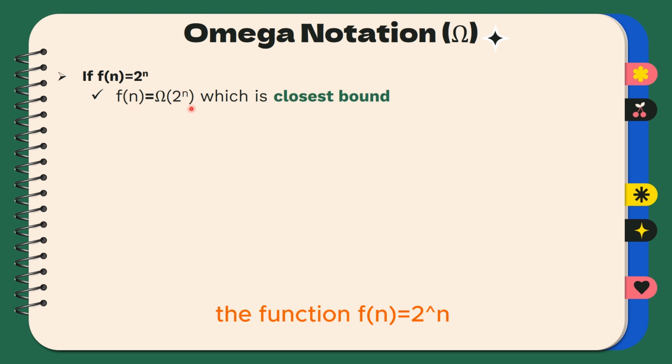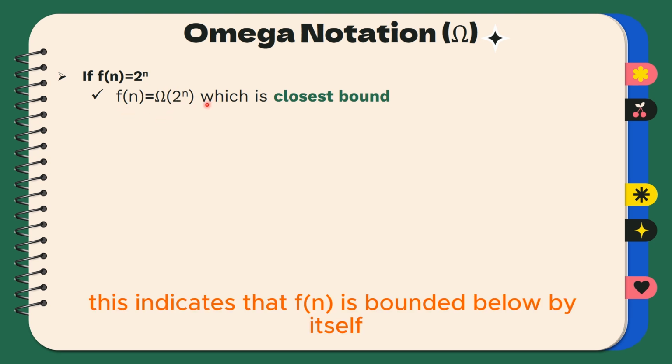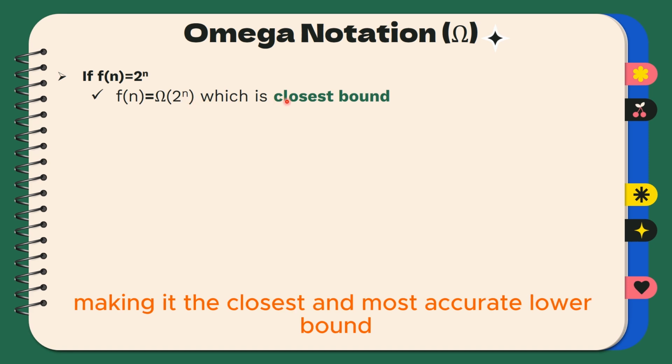The function f of n is equal to 2 power n, so clearly f of n equal to big omega of 2 to the power of n. This indicates that f of n is bounded below by itself, making it the closest and most accurate lower bound.